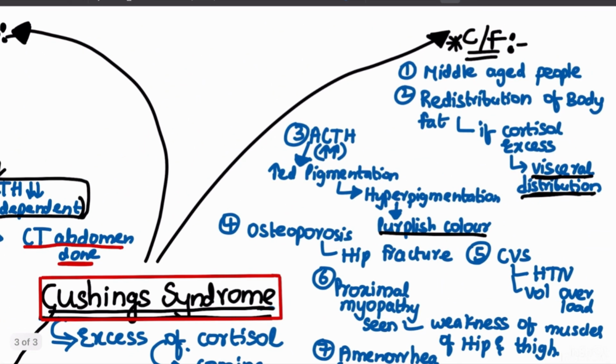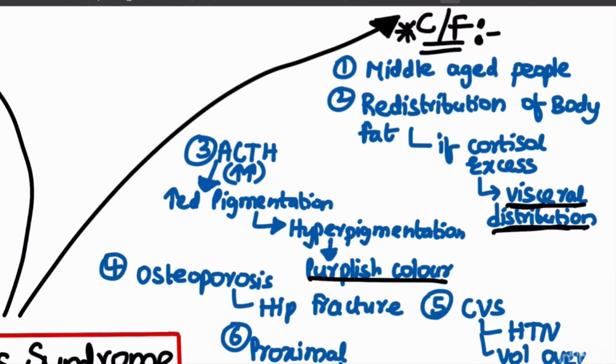Let's come to clinical features part. It is seen in middle-aged people, and there is a redistribution of body fat. If cortisol excess is present, visceral distribution of fat is seen, where fat is accumulated in the visceral area, and there is an ACTH increase, due to which there is increased pigmentation. Hyperpigmentation is seen, where purplish color is seen near the hyperpigmented area.